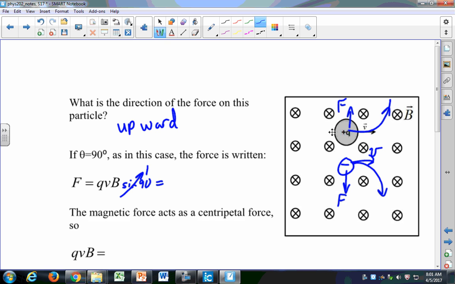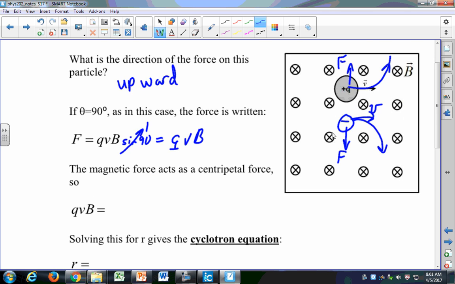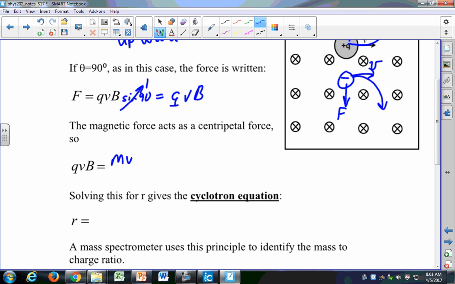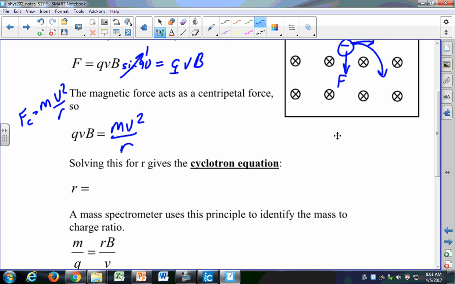All right. Anyway, so F is qvB. And since our force is a centripetal force, remember our centripetal force is mv squared over r. The centripetal force is the mass times the centripetal acceleration, which is v squared over r. That's from last semester. If we solve this for r, it gives us the cyclotron equation. This is on your equation sheet, so don't bother memorizing it. If I solve it for r, then I get r is mv over qB.